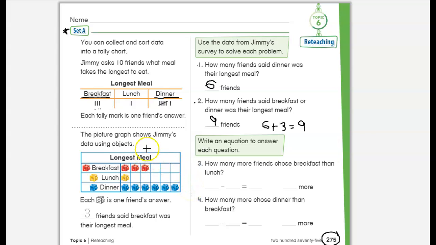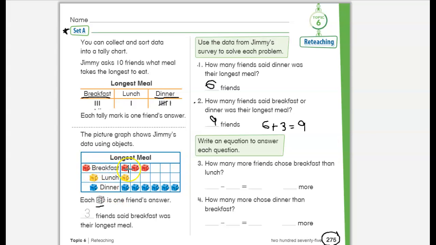Now let's look at the picture graph at the bottom of the page. The picture graph shows Jimmy's data using objects. So it takes our tally chart and now it is just showing the results as a picture graph. Each one of the blocks shows one friend's answer.